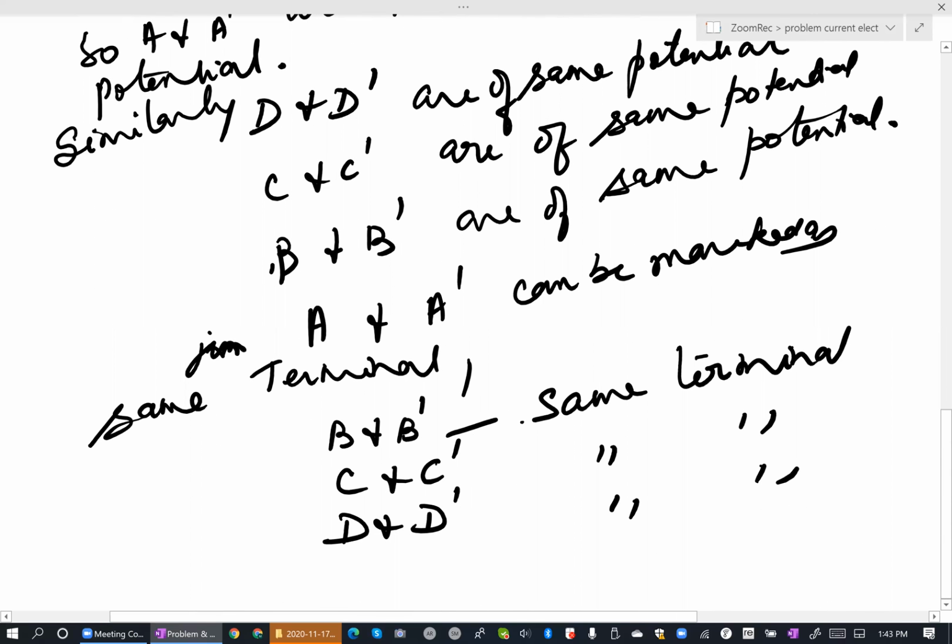Now, the junctions A and A dash can be marked as one and the same terminal. Similarly, B and B dash can be marked as the same terminal. C and C dash can be marked as the same terminal. D and D dash can be marked as the same terminal. This is what you should know. So remember all this, and I have restructured the two diagrams once again on the next page, where I'm going to explain this.